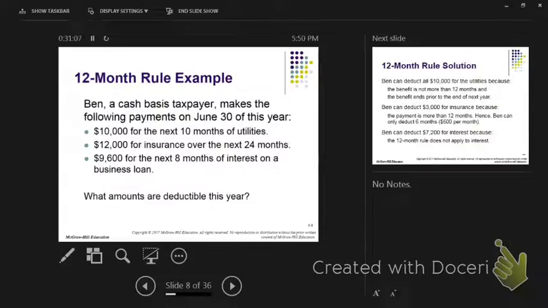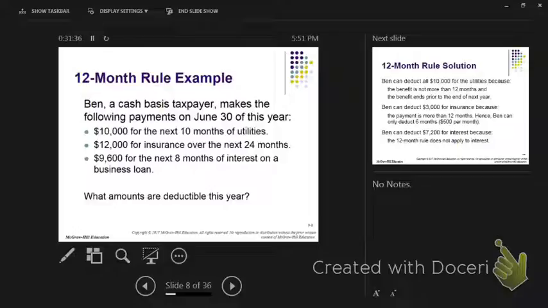All right, so here's an example of Ben, same Ben. All right, Ben is a cash tax base. Okay, now we'll talk about why in a minute. He makes the following payments on June 30th. He makes $10,000 for the next 10 months of utilities, $12,000 for insurance over the next 24 months, and $9,600 of interest for the next 8 months. What can he deduct this year?